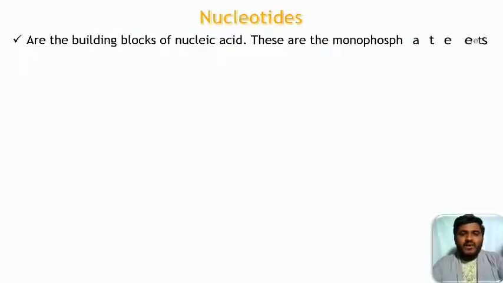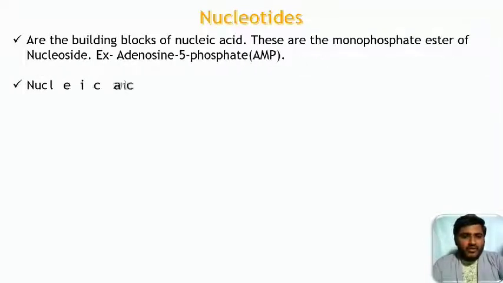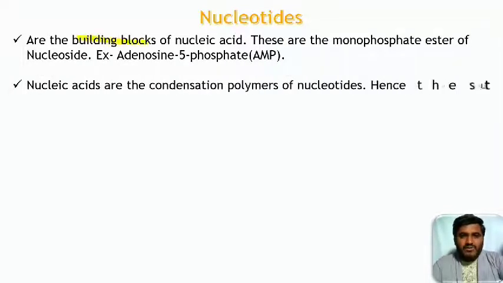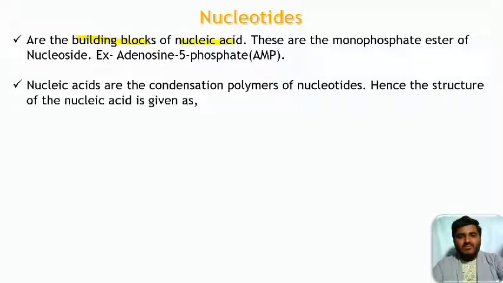Now we will study nucleotide, the second classification of phosphate ester. Nucleotides are nothing but the building blocks of nucleic acid. These are the main building blocks of nucleic acid. So they are the monophosphate esters of nucleoside. Whatever we studied earlier, nucleoside, the monophosphate ester of nucleoside is called a nucleotide. An example here is adenosine 5-phosphate, nothing but AMP, adenosine monophosphate.